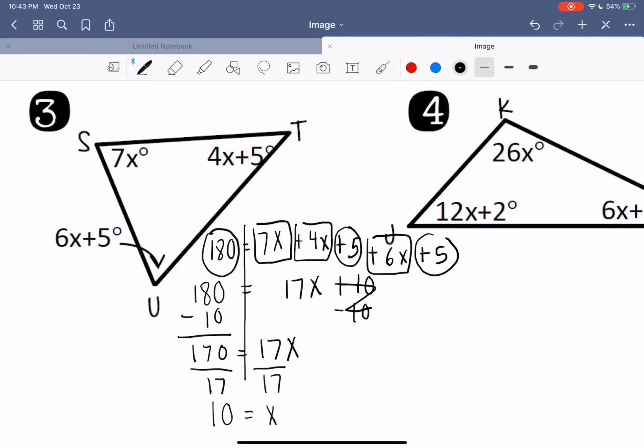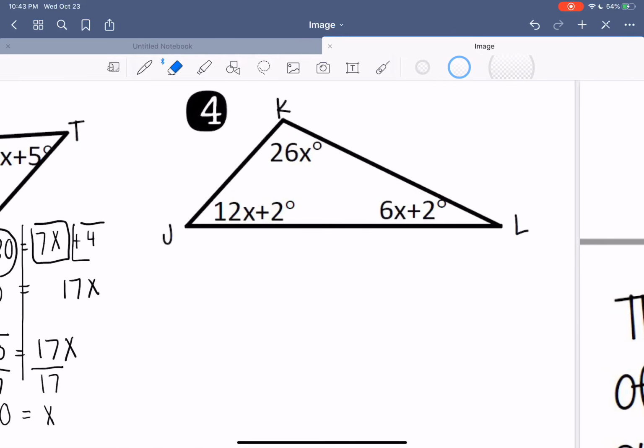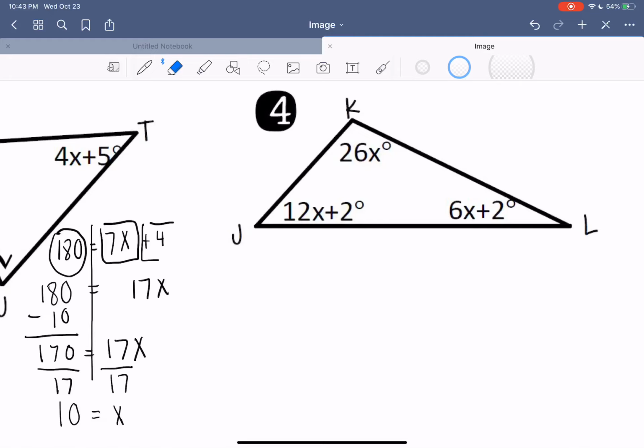Give you a second to write that one. And I'm going to go ahead and just erase this side so that when I move over, I'll have some space for this one. So problem number 4, we have triangle JKL. So triangle J, K, and L. And once again, 180 degrees is our magic number. So the total of our interior angles has to equal 180 degrees.